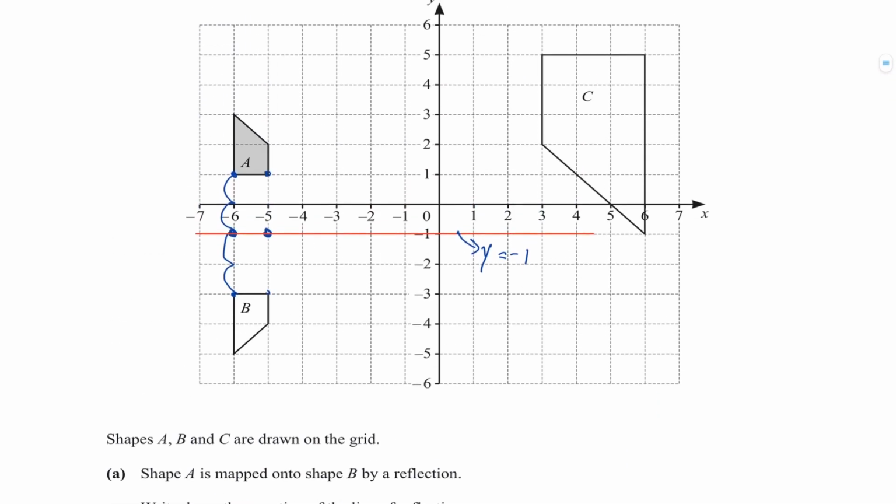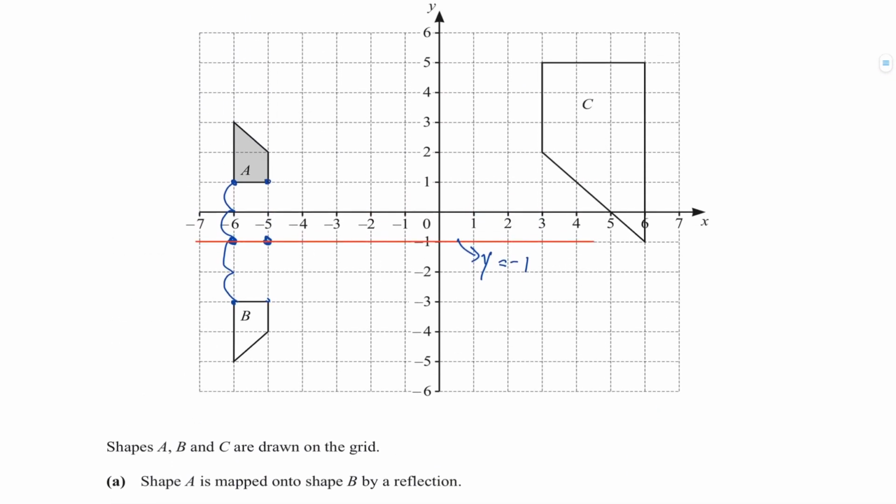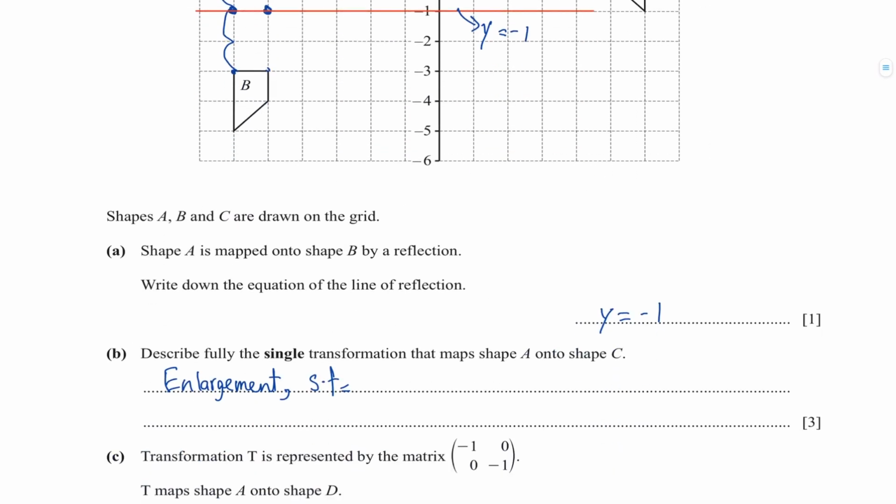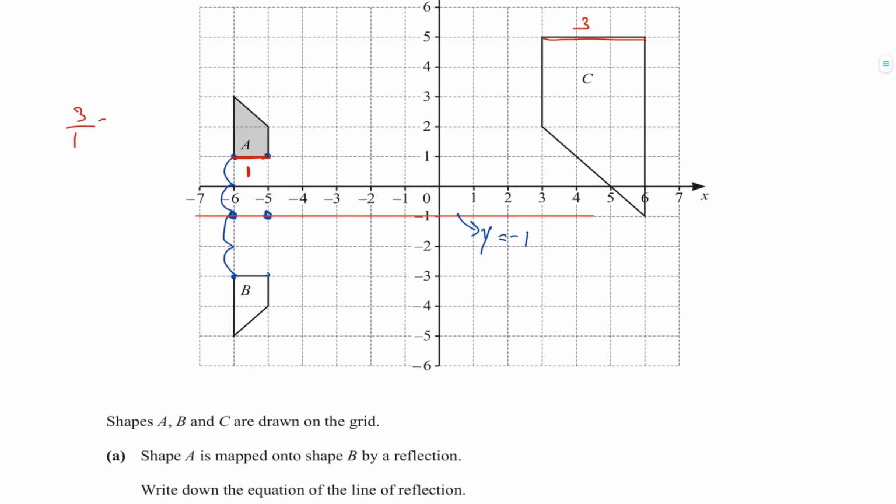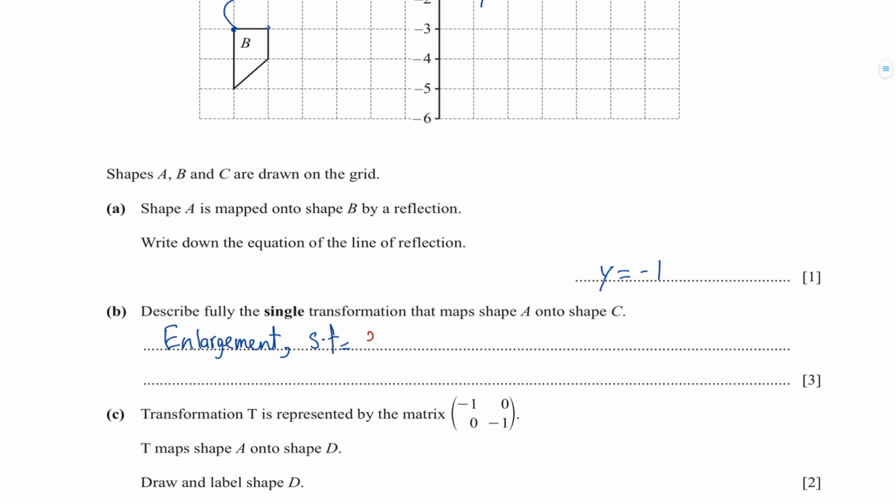So we can very easily determine the scale factor if we take the base of the shape A, which is 1, and the base of shape C, which is 3. So we can divide 3 by 1 to get the scale factor, and that's going to be equal to 3. So scale factor is 3.